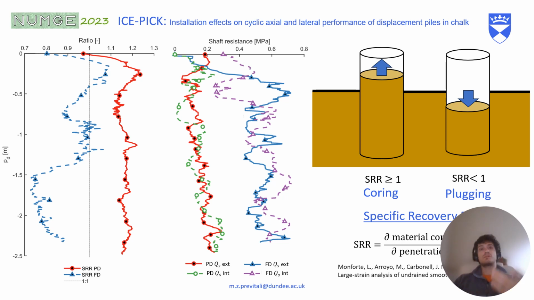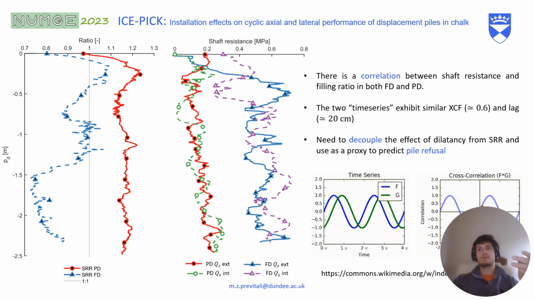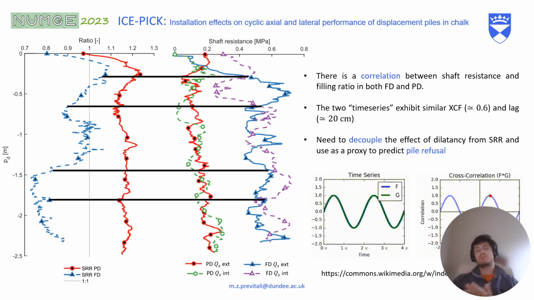As you can see here, it's more visible for the drained case since you have actual plugging, and you can see that the inversion in the ratios corresponds to changes in the specific recovery ratio.